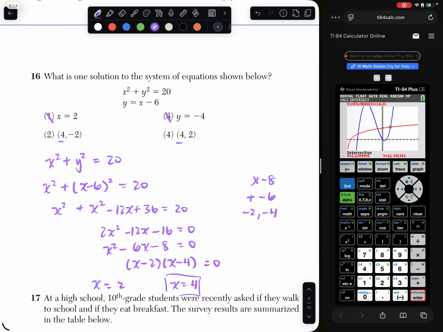Now I'm going to plug it into either one of the equations to solve. I think plugging it into the second equation would be easier. So I'm going to use the second equation: y is equal to x − 6. y is going to equal 4 − 6, so y is going to equal negative 2. So one point is going to be (4, −2), with y being negative 2 when x is equal to 4.